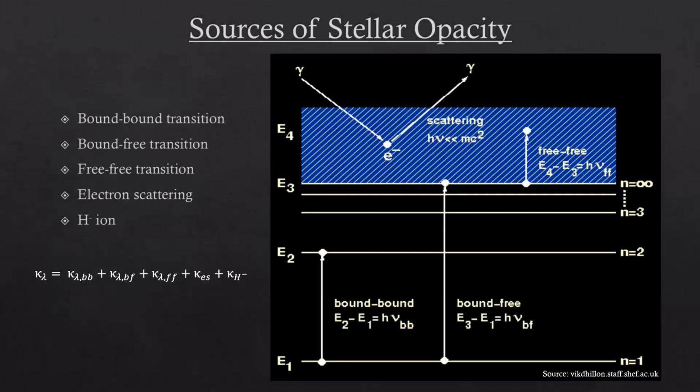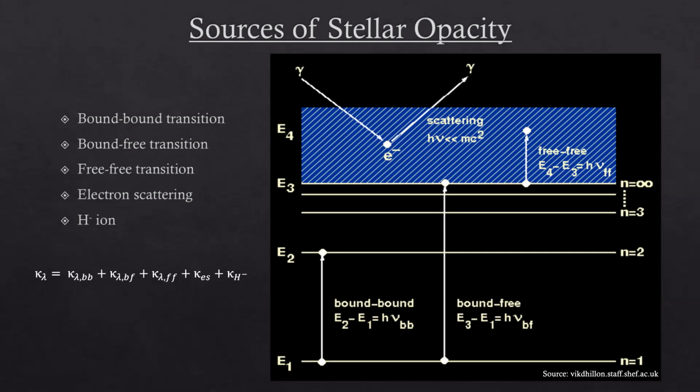Okay, sources of stellar opacity. We have these different sources. We have the bound-bound transition. Again, this picture tries to explain some of them. The bound-bound transition is when you have an electron jumping from one orbital to another. It can absorb a photon and go from a lower energy level to a higher energy level, and that's bound-bound transition. It can also happen the other way, from a higher energy orbital to a lower energy, and this time it releases a photon. So that's bound-bound.